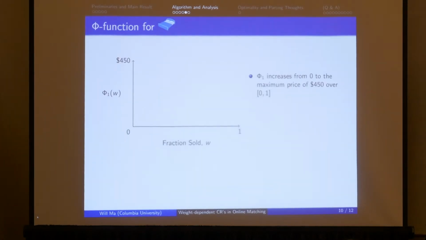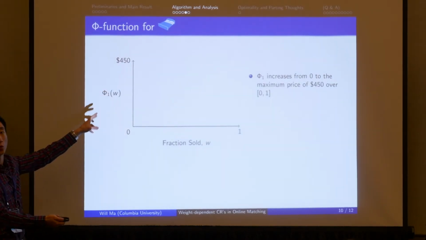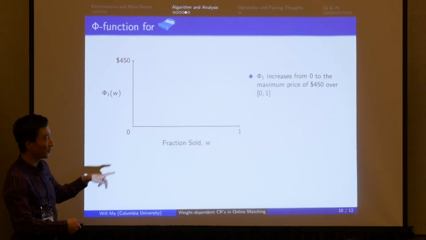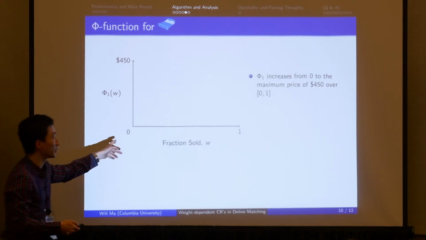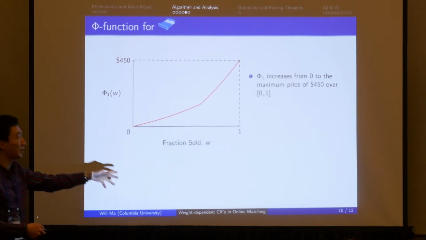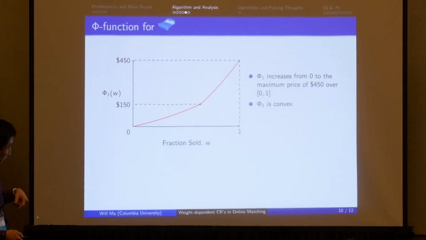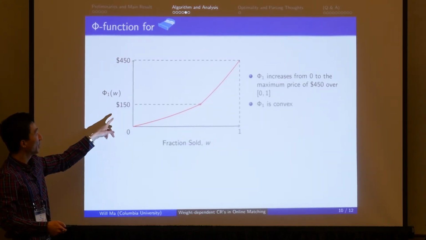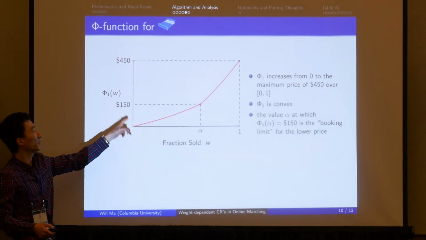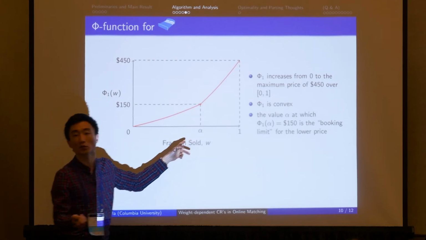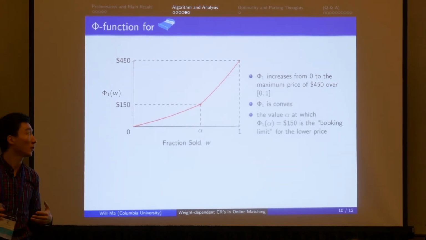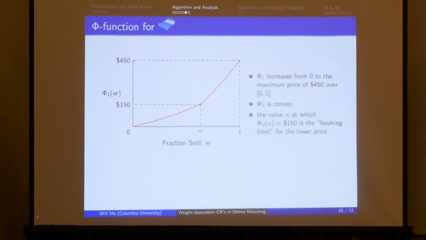What does φ look like for this king room? Let me just show you in this case. So remember, the 2 prices were 150 and 450. So φ is going to increase from 0 to the maximum price over the interval [0, 1] as the fraction sold increases from 0 to 1. It'll look like this, and it's convex, and the key thing is the point α at which φ crosses the lower price of 150 is effectively the booking limit for the lower price. After the fraction sold crosses α, the algorithm will never offer the king room at the lower price again.